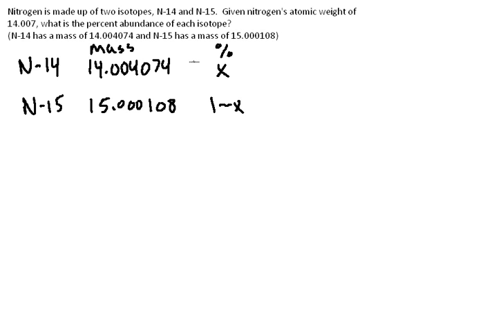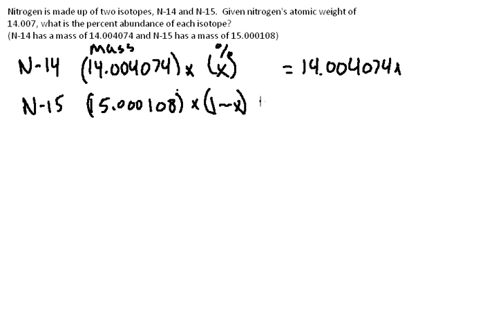And then what we're going to do, just like in one of the other problems, is multiply our mass by our percentages. So this should give us 14.004074x, and this should give us 15.000108 times (1 minus x). So I've just distributed this. That times 1 gives us this. That times x gives us that.